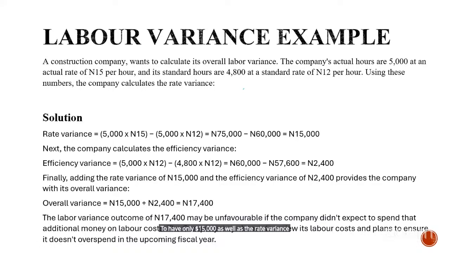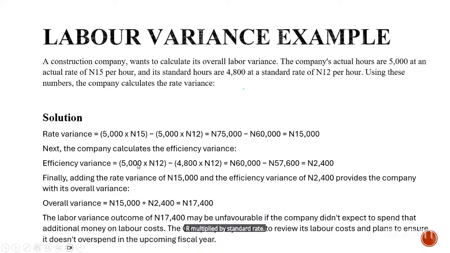as a rate variance. The next component is to calculate the efficiency variance. So efficiency variance is the actual hour multiplied by standard rate, minus the standard hour multiplied by standard rate. Let me just take it again, sorry. Efficiency variance: the actual hour multiplied by standard rate minus standard hour multiplied by standard rate.